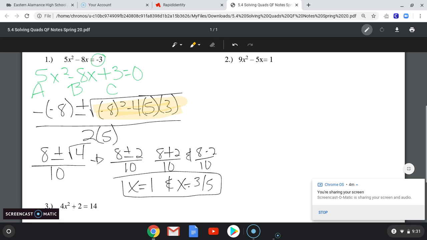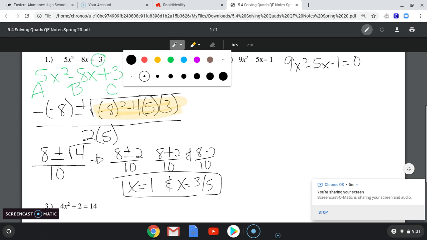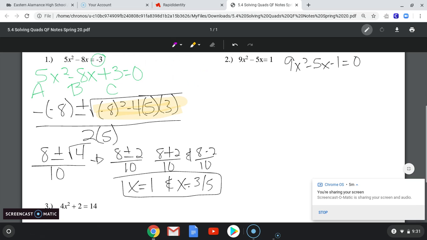Number 2 is going to be a little different. Once again, I need to go ahead and make sure I move that 1 over. So that's going to leave me 9x squared minus 5x minus 1 all equals 0. I need to go ahead and write down what I know about my A and my B very quickly. So this is my A, -5 is my B, and -1 happens to be my C. We're going to plug that in the formula.